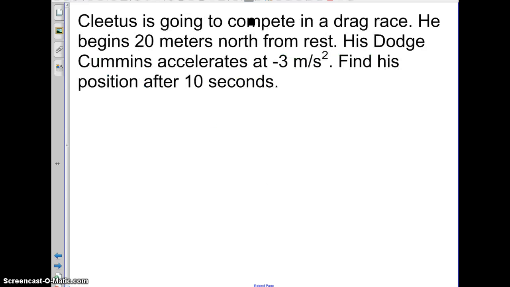Now let's apply that. Alright, so here we go. Cletus is going to compete in a drag race. He begins 20 meters north from rest. His Dodge Cummins accelerates at -3 meters per second squared. Find his position after 10 seconds. So we can use that equation for the displacement to figure this out because he's accelerating. So the equation is the initial displacement plus the initial velocity times the time plus a t squared over 2.